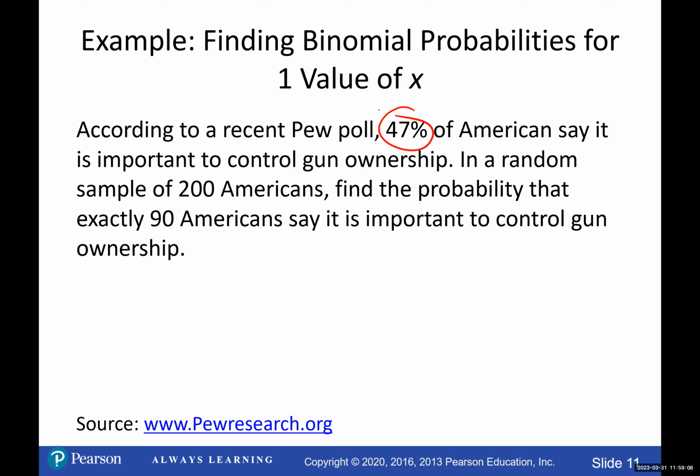So what is the question about? The probability that exactly 90 Americans say it is important to control gun ownership. So you are interested in the case that people say it is important to control gun ownership, right?